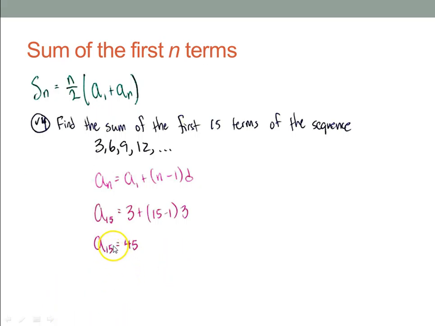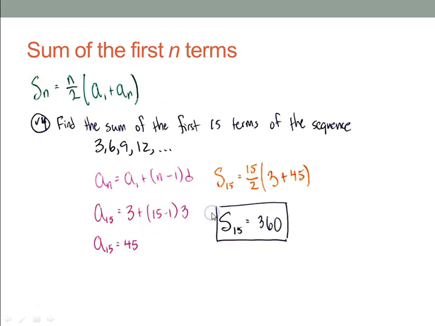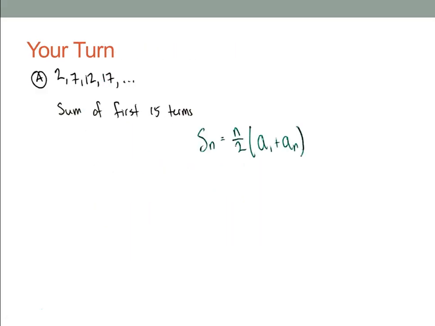Now I know the 15th term, and I know the first term, which means I can use this equation. Substituting in, I see that I have 15 divided by 2 times 3 plus 45. I know this might be a decimal, but it doesn't matter. It actually gives us the complete answer. The sum of the first 15 of those numbers is 360. Kaboom. All right, so let's take it to your turn.